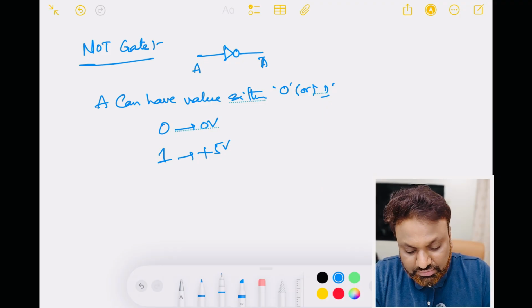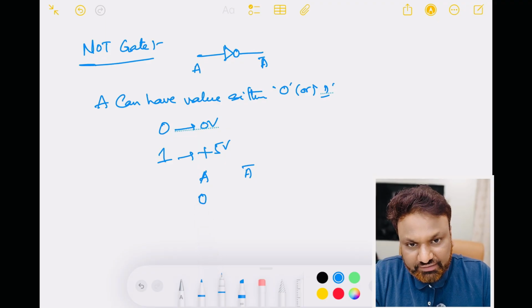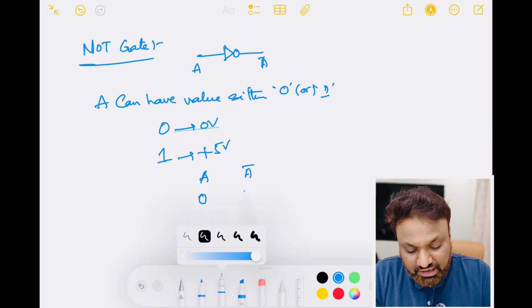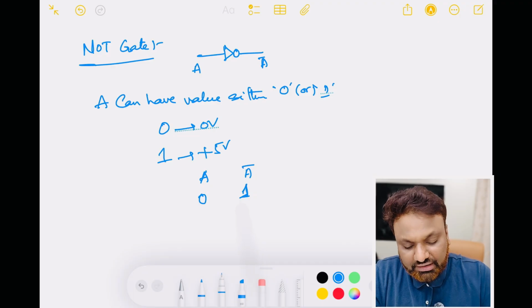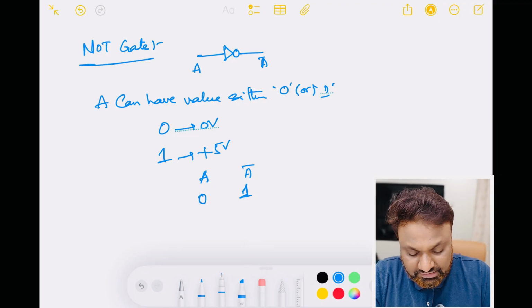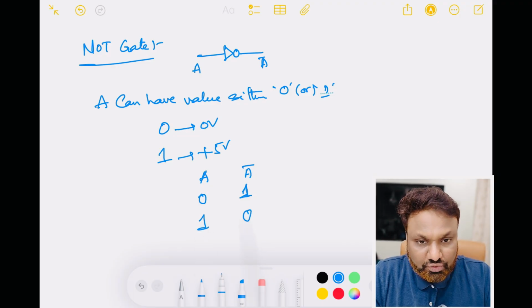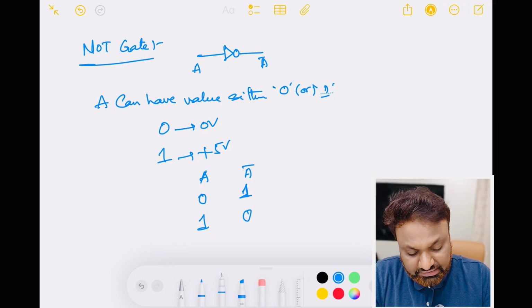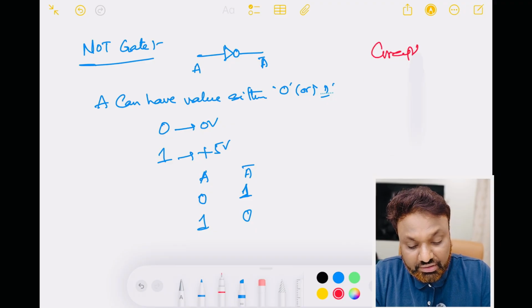If I see the truth table, A and A bar: if A is equal to 0, then I get output as 1 for A bar. If A is equal to 1, then the output here is 0. So that means complementary inputs. Let us see the graph for this.